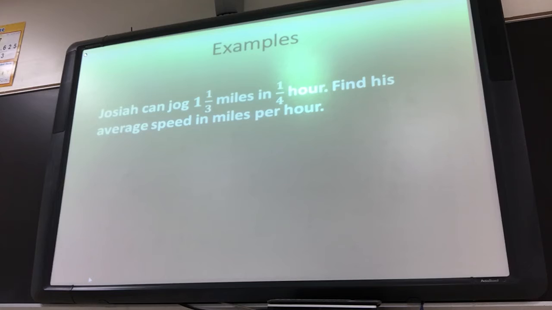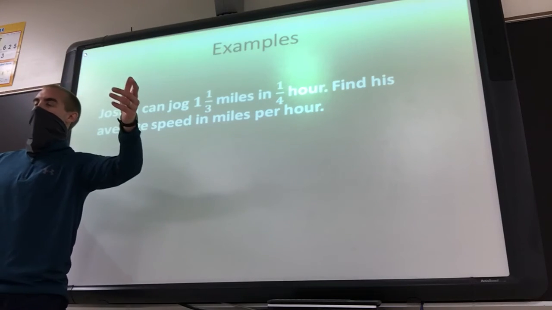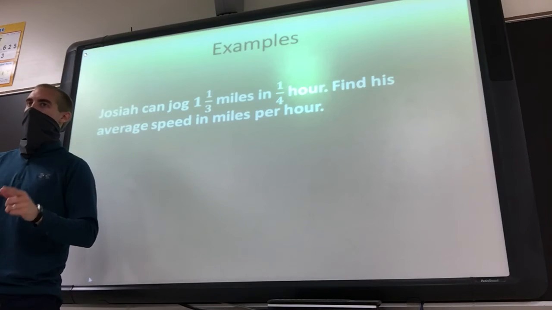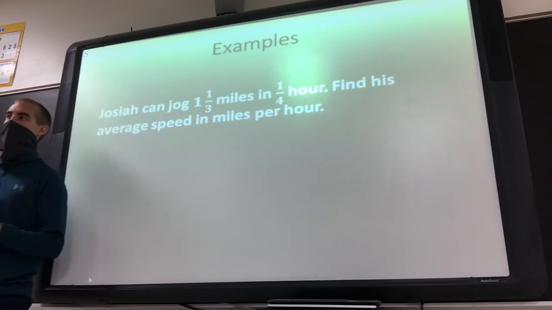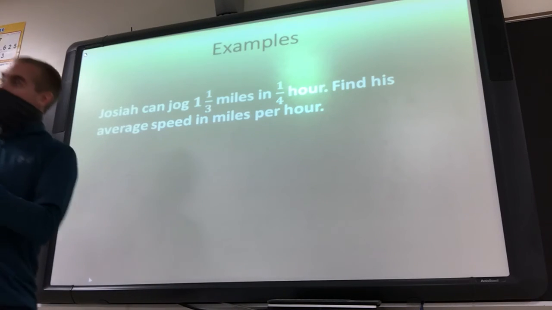So Josiah can jog 1 1/3 miles in 1/4 of an hour. Find his average speed in miles per hour. So, first of all, this is a unit rate problem because miles per hour, remember yesterday we said that's a unit rate. What word tells us which operation to use? What word, Talon, tells us which operation? Average would work, yeah.